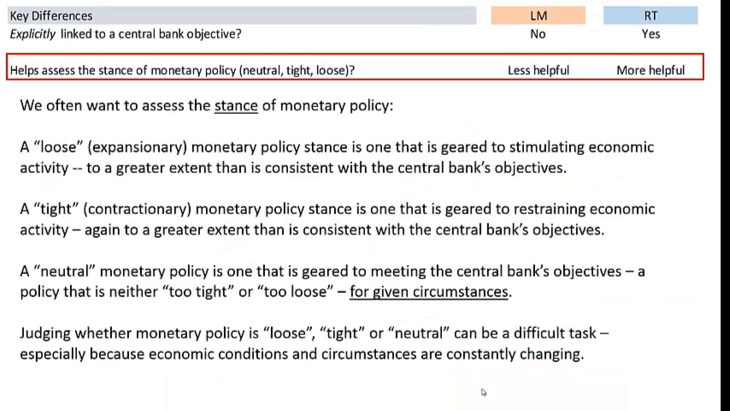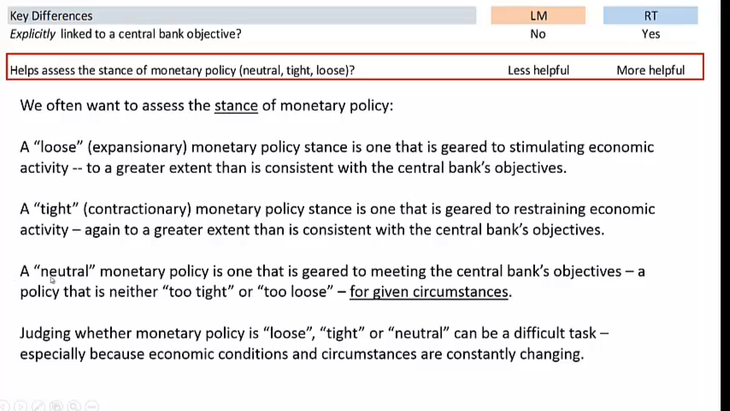We often want to assess the stance of monetary policy. What do we mean by the stance? Well, when we talk about a loose monetary policy stance or an expansionary stance, that's one that's geared to stimulating economic activity to a greater extent than is consistent with the central bank's objectives and also consistent with given circumstances. In the other direction, a tight or contractionary monetary policy stance is one that is geared towards restraining economic activity, again to a greater extent than is consistent with the central bank's objectives or the given circumstances.